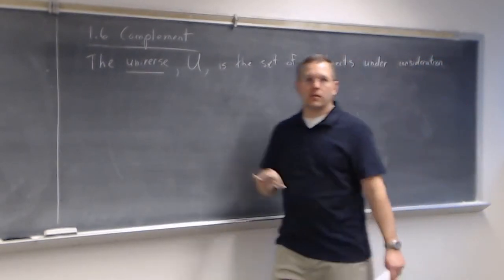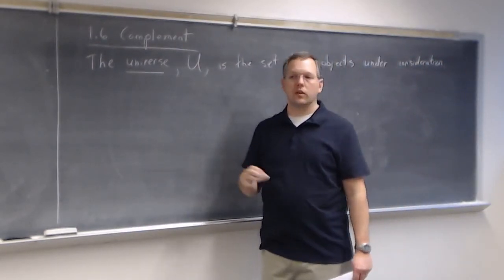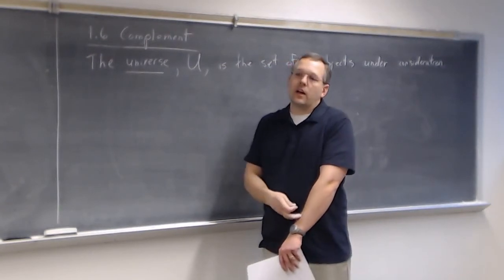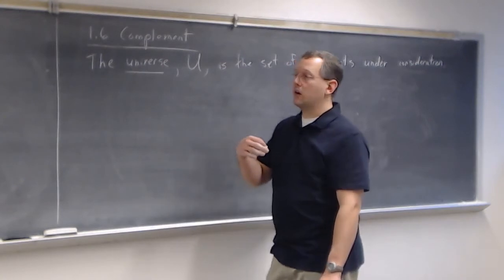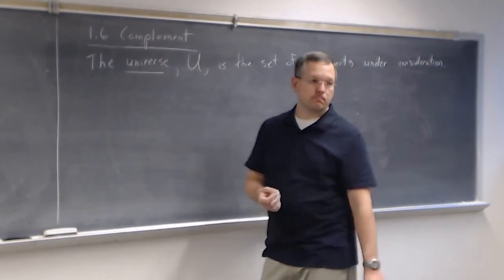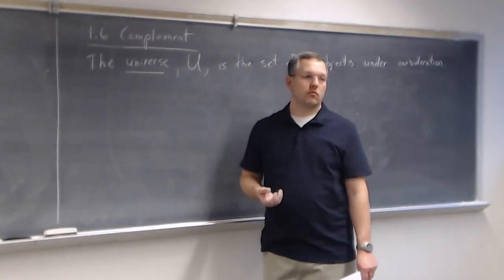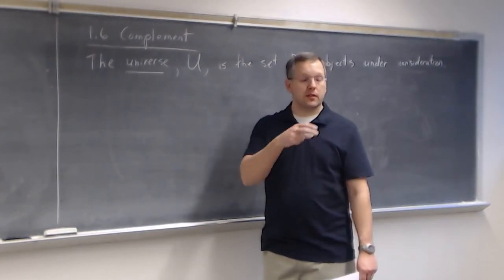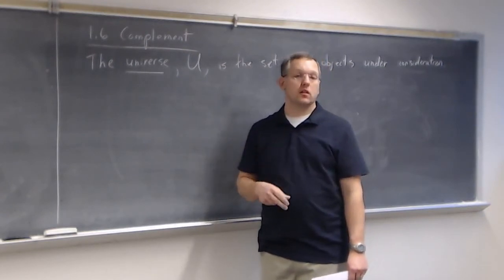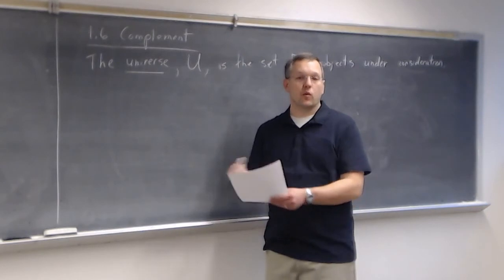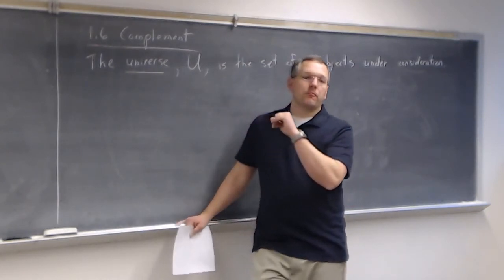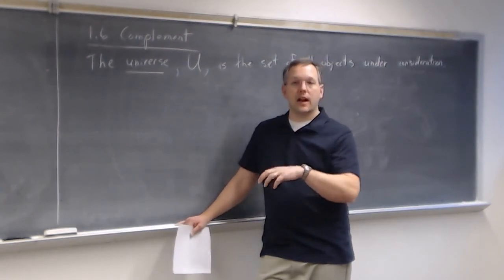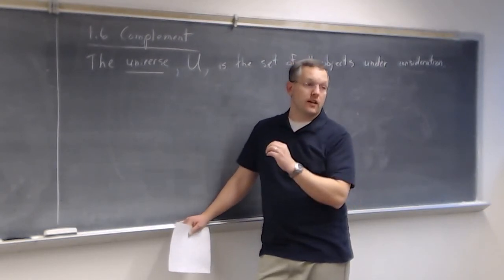Depending on your class, it's understood what set you're talking about. In a calculus class, you're talking about real numbers or the real plane. So real numbers can be a universal set for a specific set you're talking about. The complement of a set is everything else that's not in that set.